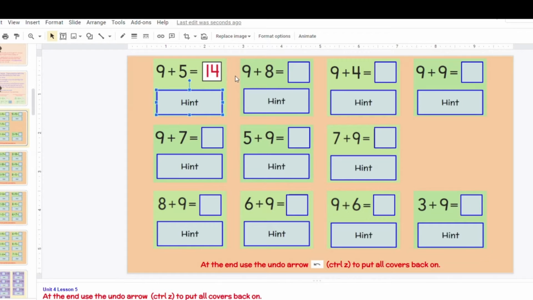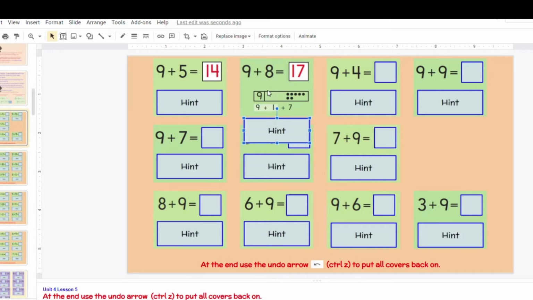Boys and girls, 9 plus 8, think about it. What will you add to 9 to make a 10? Right? So you're trying to build automaticity here. Class, 17. Let's do it together. 9 and 1 make a 10. Add 7 more, make 17. So do this however it makes sense for you and for your students.